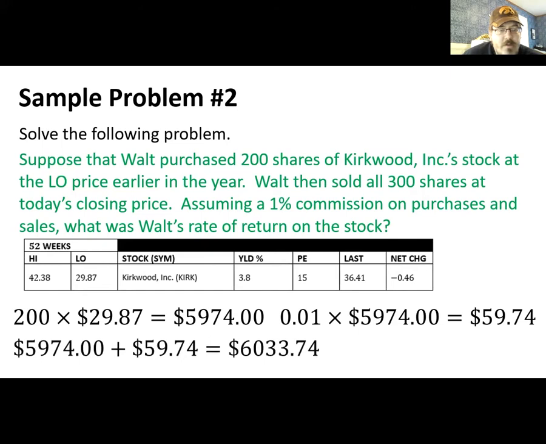So that means altogether he paid the sum of the actual stock price plus the commission. So he paid $6,033.74. That's how much he spent to make this purchase. Okay, now remember that value. We'll come back to that here in a couple minutes when we go to calculate the rate of return.